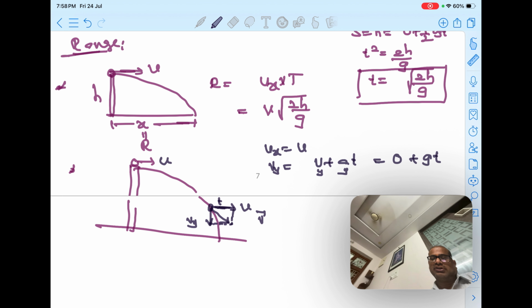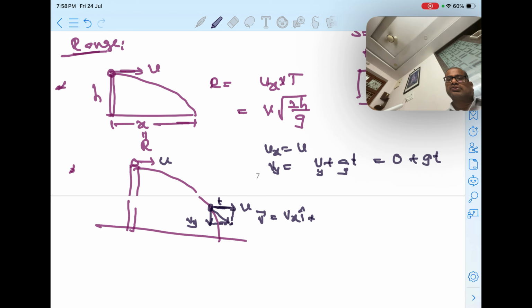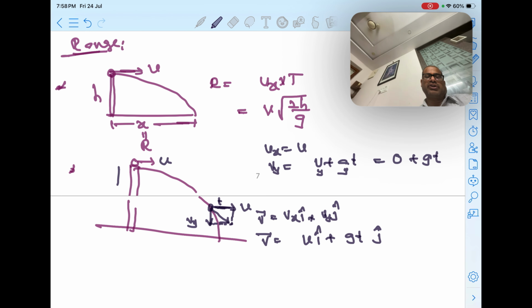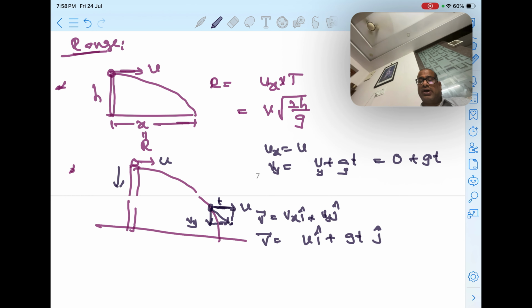The net velocity will be the vector sum of these two. So the net velocity is the x direction velocity into i cap plus the y velocity into j cap. So v bar is equal to u i cap plus gt j cap, if you take the y direction positive, as I have taken before. Or else, by general convention, downward is negative, so you can use minus g, nothing wrong.